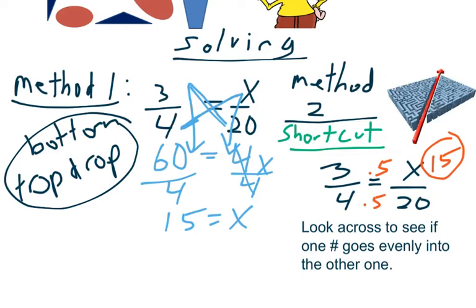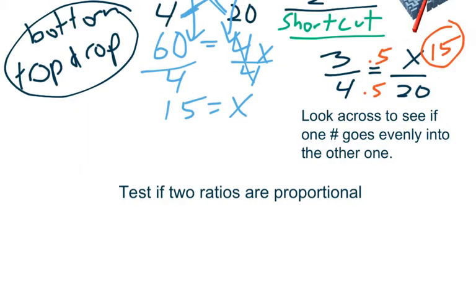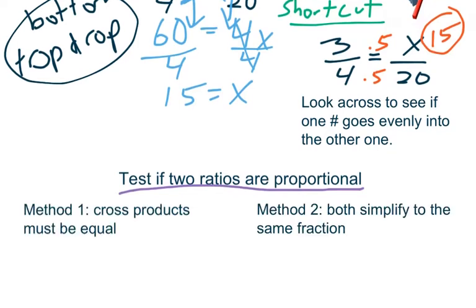Now you may want to use that shortcut a lot of the time, but sometimes you'll have to use the cross products way, because you may have numbers that don't go evenly, or you may have really big numbers. Alright, now let's test to see if two ratios are proportional. In other words, you know all four numbers in a proportion, but you just don't know if they're proportional. So we have two methods we can use for this. The first way you might have guessed is we just see if the cross products are the same.